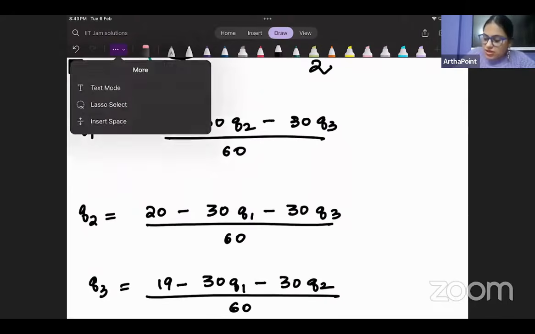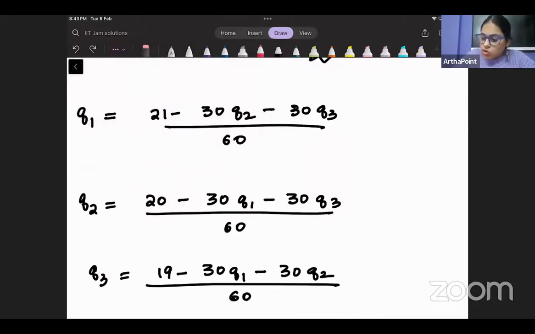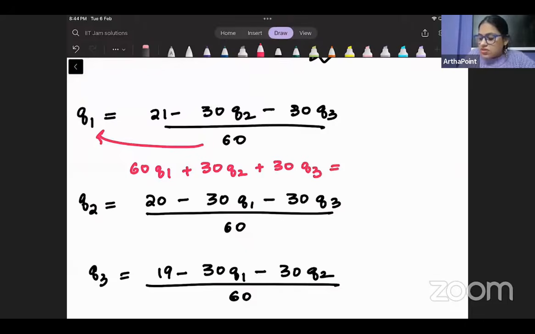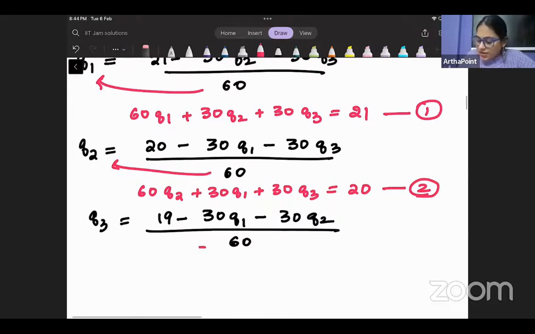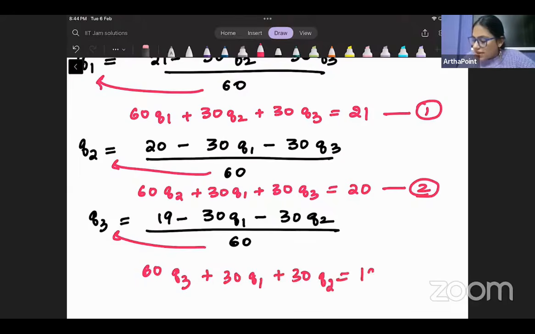बच्चे, this means अगर मैं इसको थोड़ा सा सिंप्लीफाई कर दूं तो यहां से आ जाएगा 60 Q1 plus 30 Q2 plus 30 Q3 is equal to 21. I will call this equation 1. Beta, if I just take this here, I will get 60 Q2 plus 30 Q1 plus 30 Q3 is equal to 20. I will call this equation 2. If I take this here, I will get 60 Q3 plus 30 Q1 plus 30 Q2 equal to 19. I will call this equation number 3.